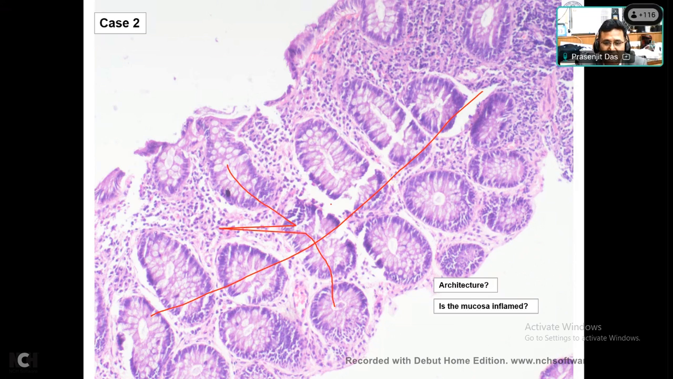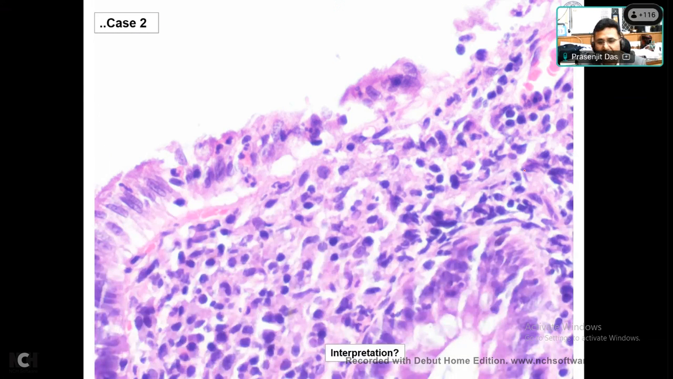And if I apply the other rule, I can still see there is some redistribution of the inflammatory cells, and focally it may be, this area it may be normal, but in other areas there is mild redistribution and mild increase in the density of the inflammatory cell. So I will tell, architecturally possibly it is normal, but the mucosa is mildly inflamed. Then we have to go to high power and try to see which type of inflammatory cells we are seeing.